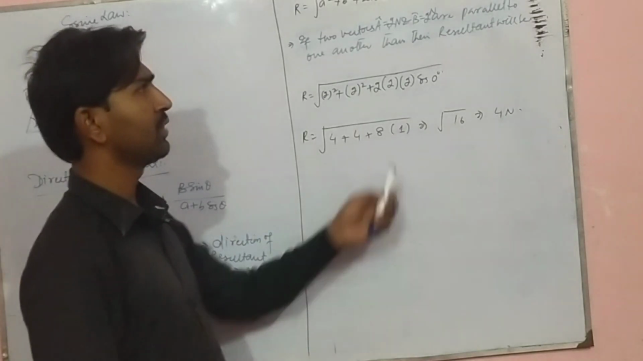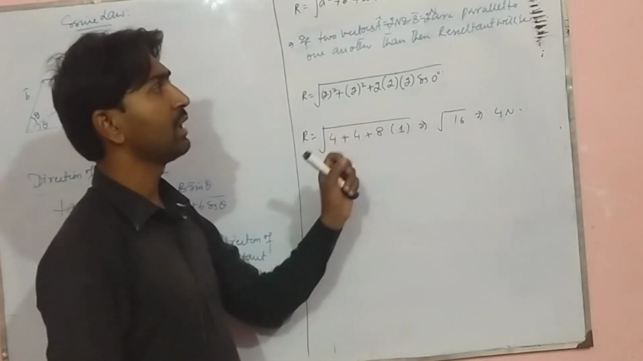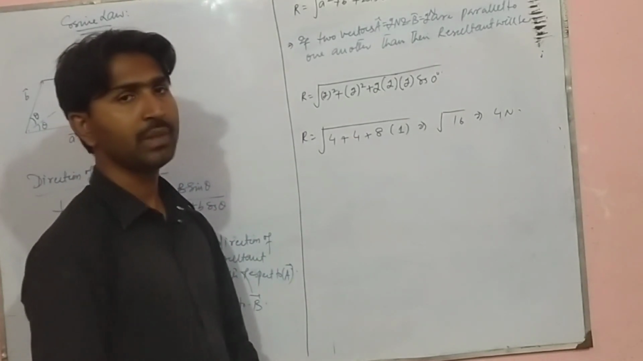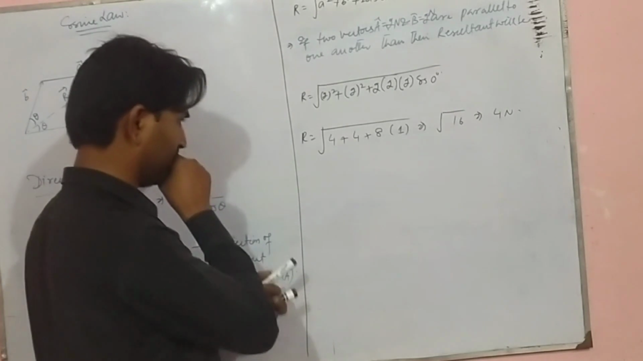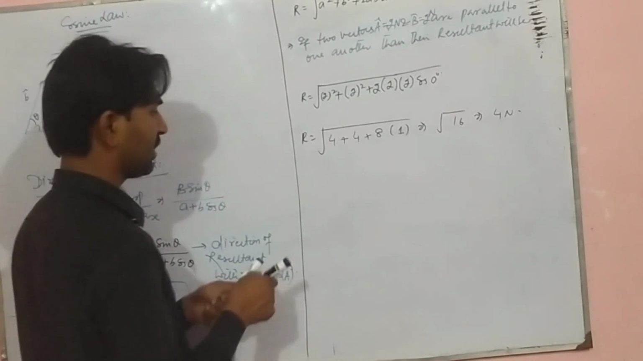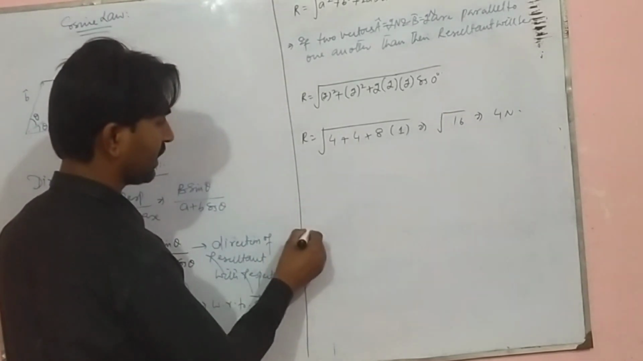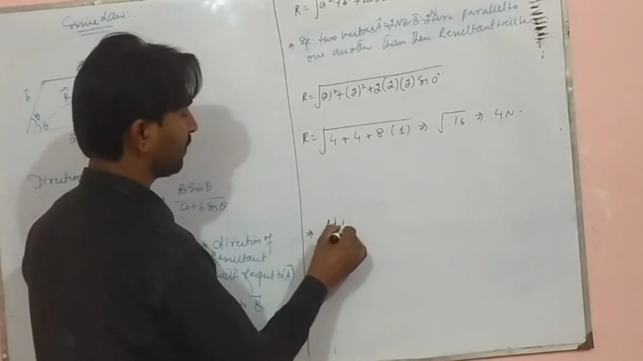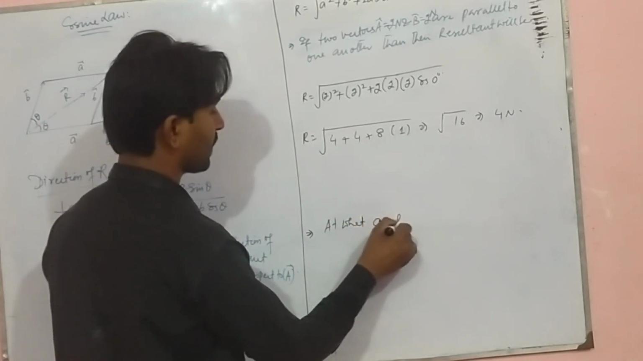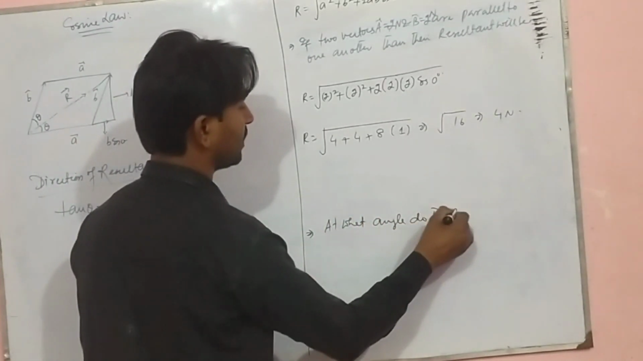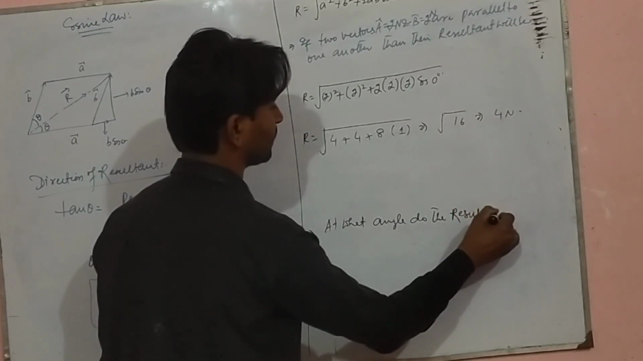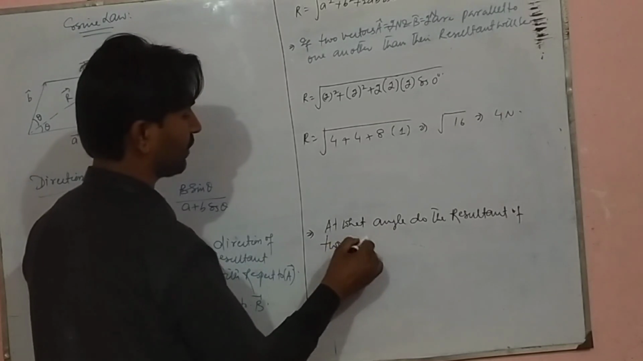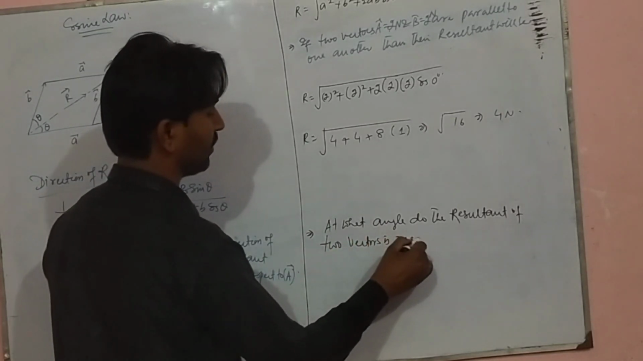So this will be the maximum resultant. When two vectors are parallel to one another, their resultant will be maximum. We can also write another point: the angle at which the resultant of two vectors is maximum.